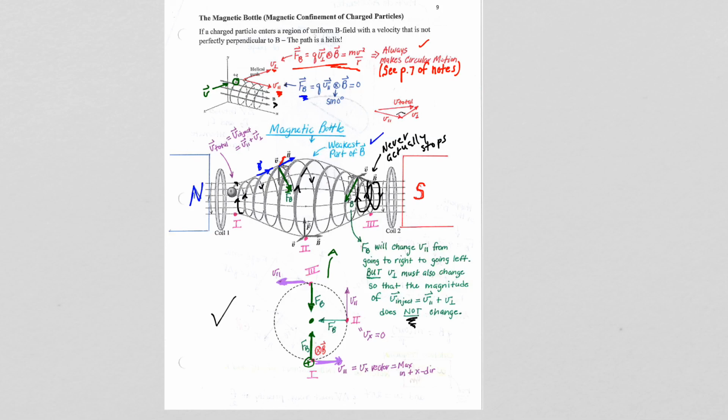Magnetic confinement in magnetic bottles is used for fusion type experiments or any experiments where you have high energy charged particles that you want to contain but simply can't contain them in a conventional bottle because the bottle would melt.